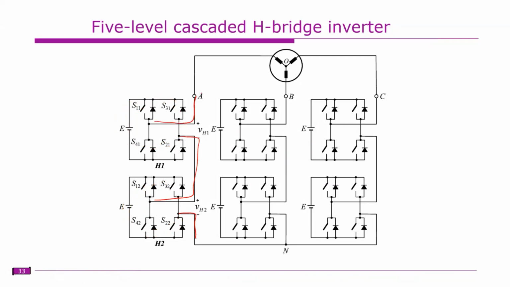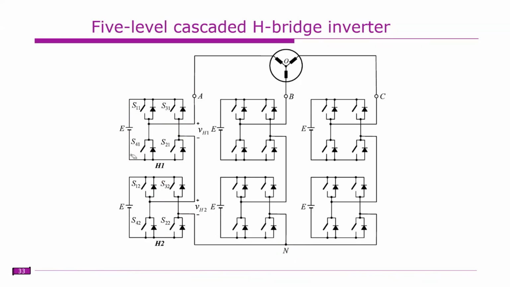So if you measure from this point to this point, this is the whole phase voltage. This is for 5 level. So you have 2 H bridges per phase, and with 3 phases, a total of 6 H bridges.